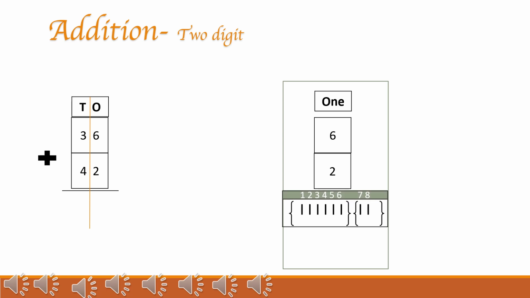We will apply the same concept that we have learned so far. For addition we will do the forward counting. Here the greater number is 6. So from 6 we do the forward counting up to 2 places. So 6, first place 7, second place will be 8. So 6 plus 2 will be 8.